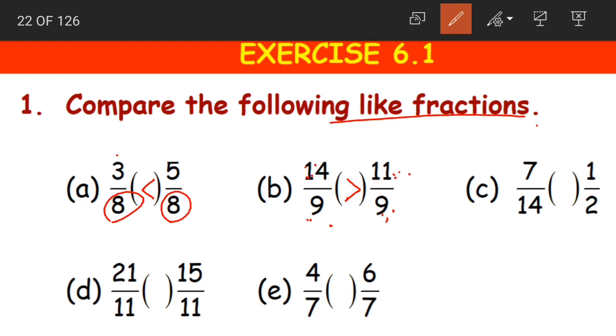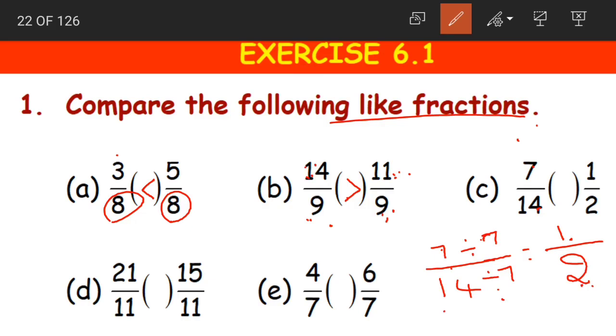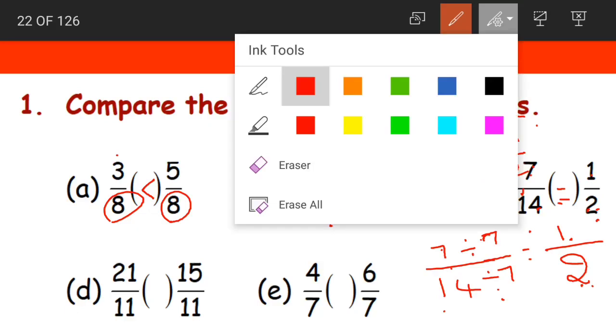Next question C. 7 by 14 and 1 by 2. Now see children, if you remember the equivalent fractions here, 7 by 14 is nothing but, if we divide both the numerator and denominator by 7, what will we get? 7 divided by 7 is 1. 14 divided by 7 is 2. We are getting 1 by 2 here. So 7 by 14 is nothing but 1 by 2 and the other fraction is also 1 by 2. So 7 by 14 is equal to 1 by 2.